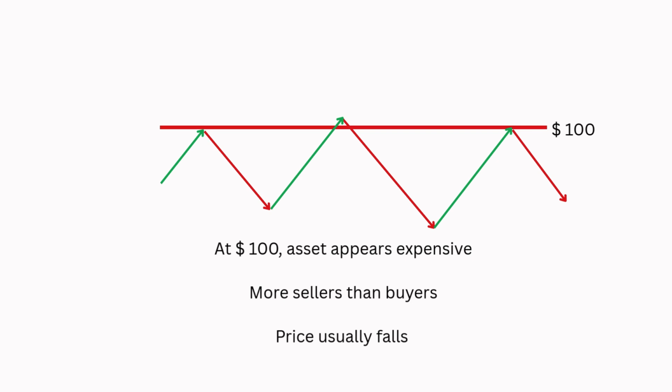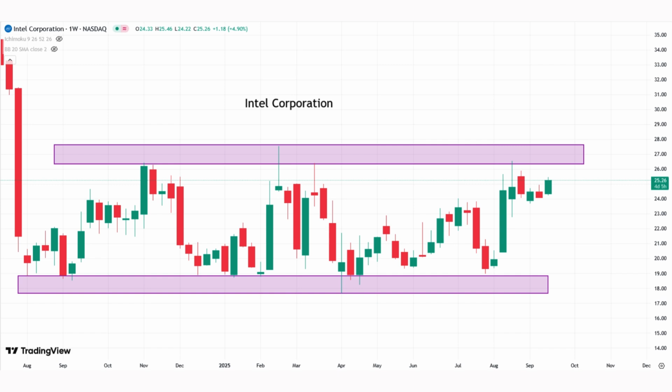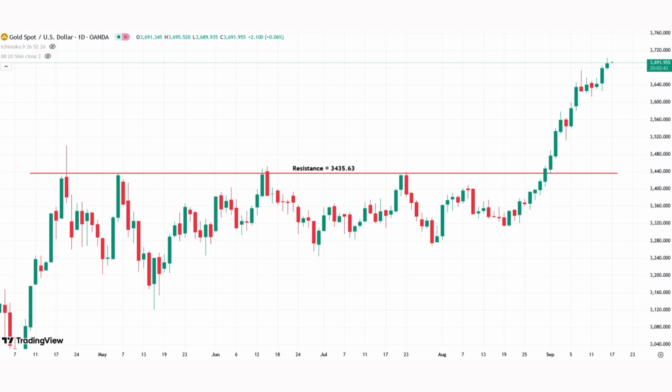Again, I wish to highlight that a resistance is not an actual figure. You can choose to use a band to identify a resistance range called a supply zone because there is supply in this zone, or like me, use a best fit line. I'll use gold as an example. This is a cross that I have covered in my weekly technical analysis outlook videos. Please watch that video if you're interested.